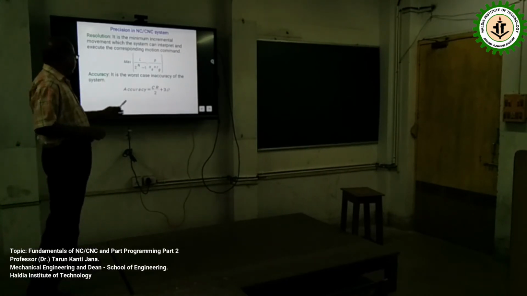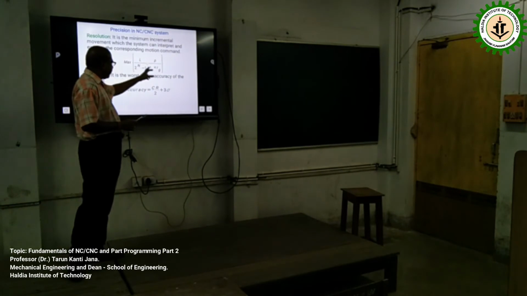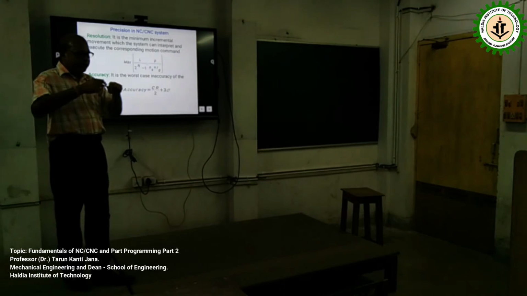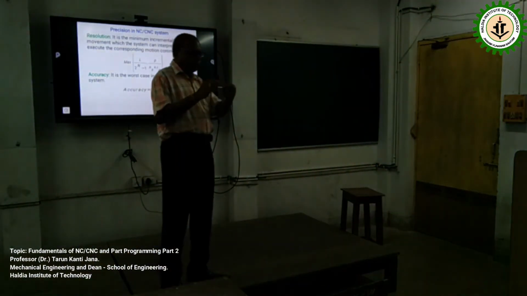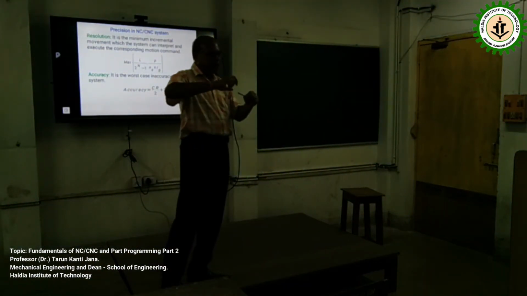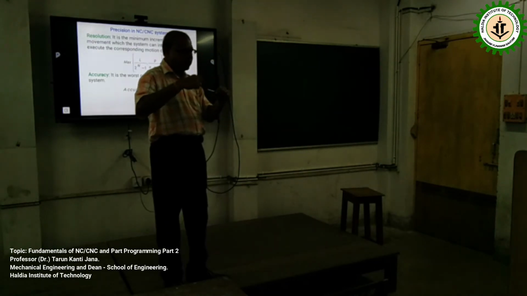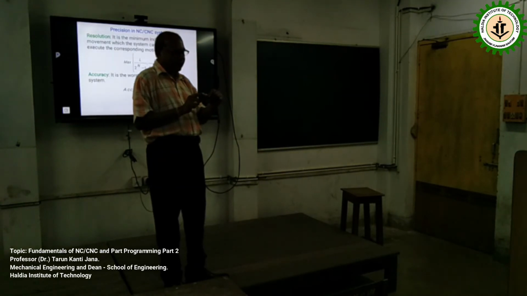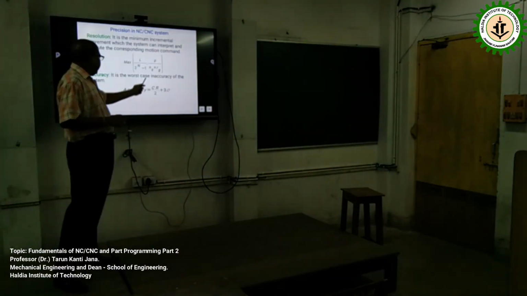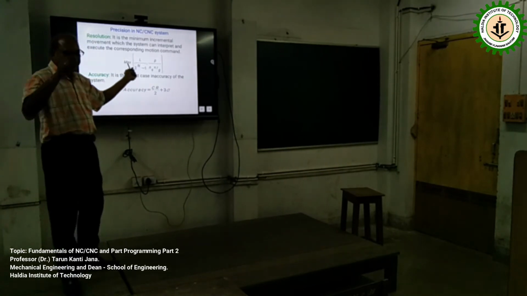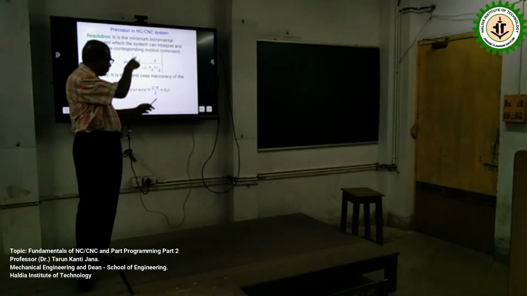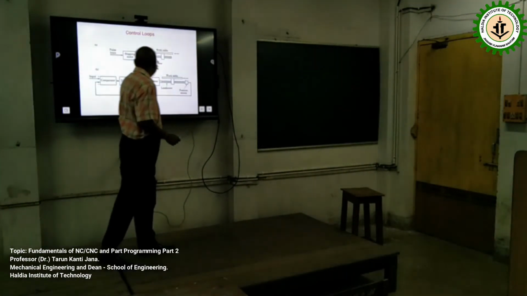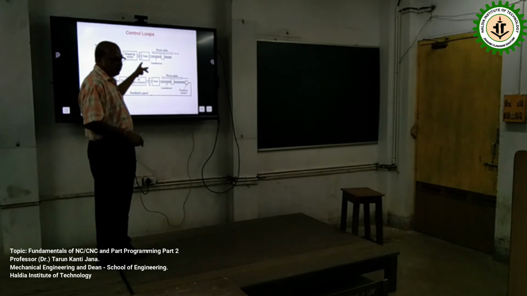The resolution can be expressed in two ways. One is mechanical resolution, which is P by LS into RT. Here P is the pitch: for one complete revolution of the lead screw, what would be the corresponding linear movement. LS is the number of steps in the stepper motor, and RT is the ratio of the gearbox. So there is a gear ratio.